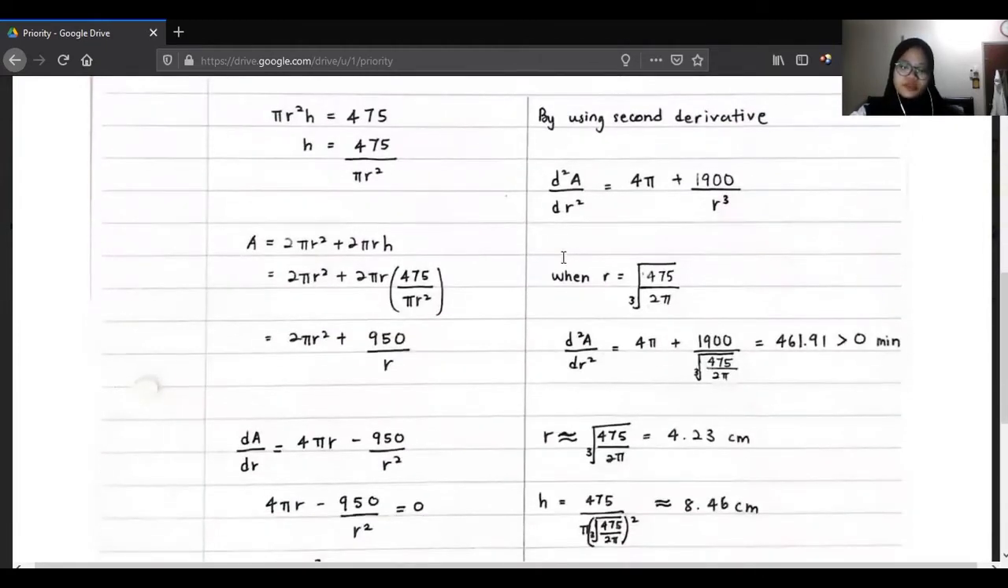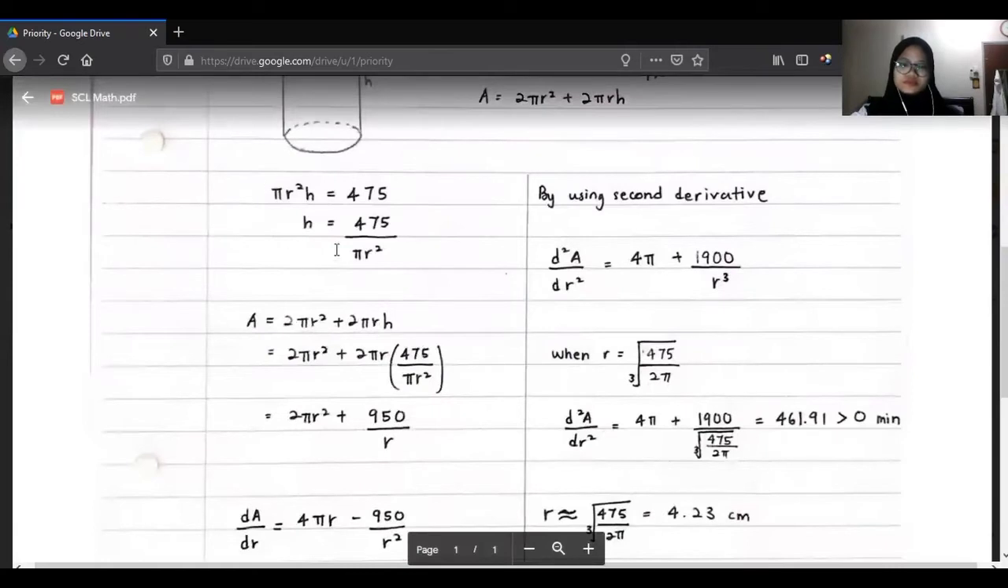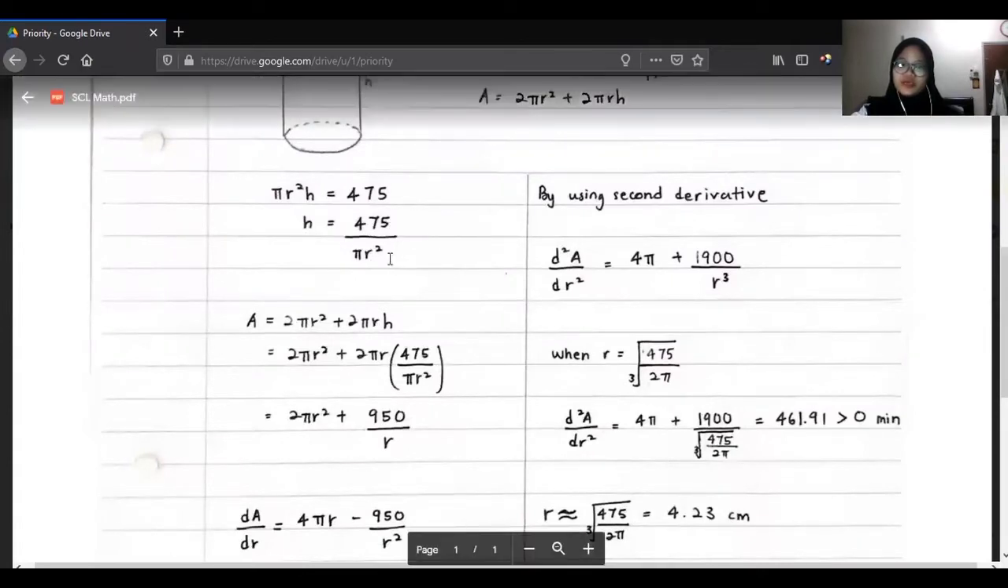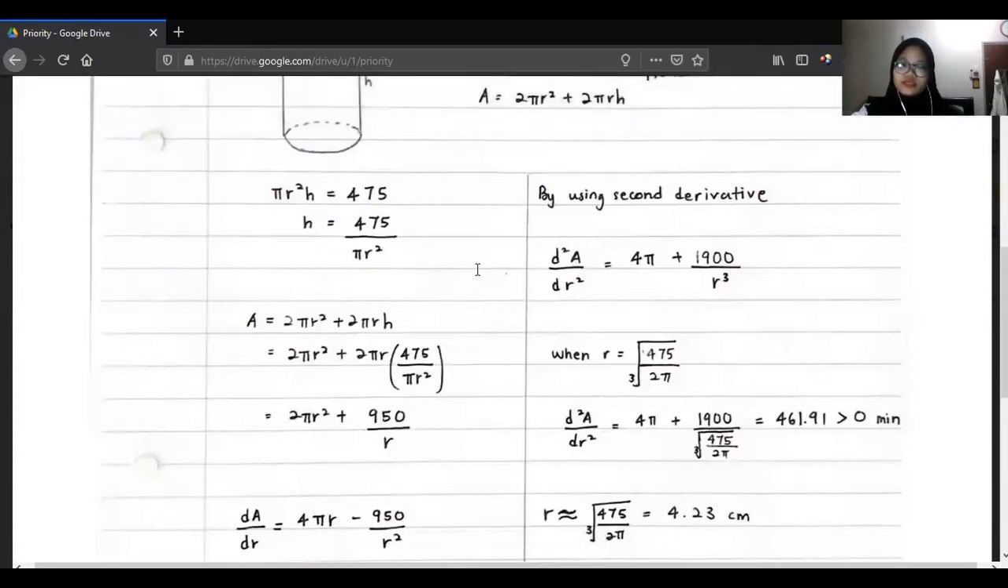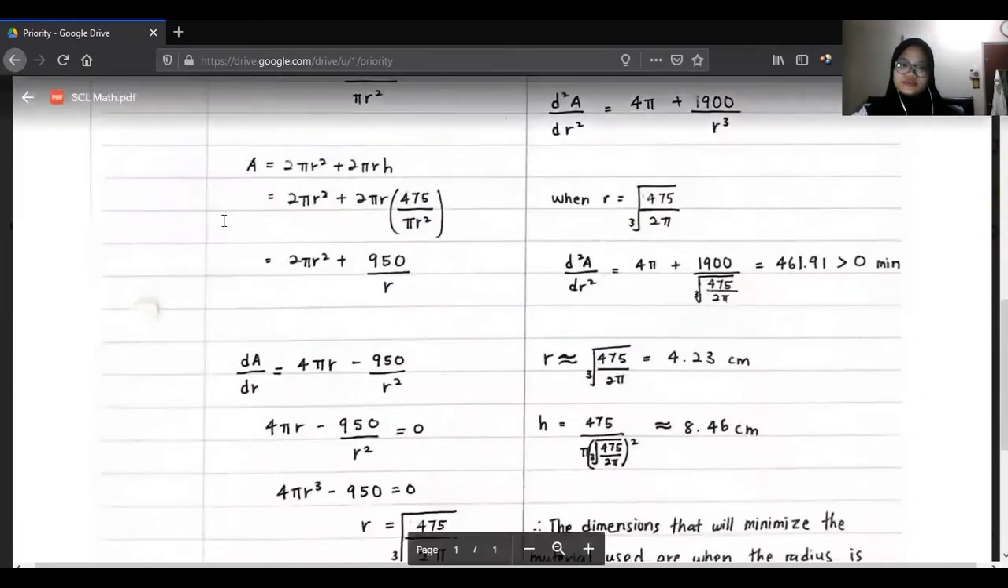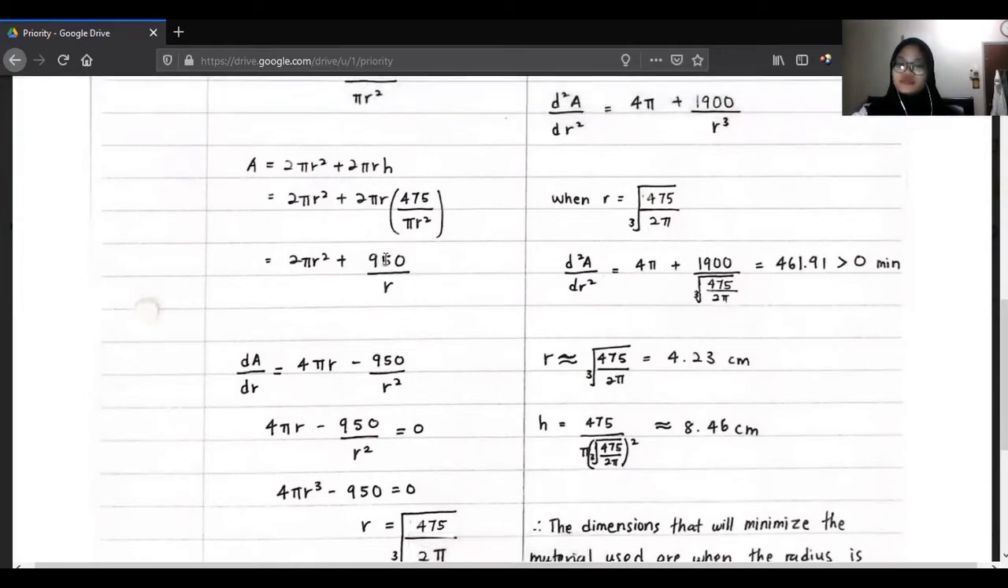Then next step, we write the objective function in terms of one variable and use the constraints to eliminate all but one variable of the objective function. For this, we choose h, so we bring all the other variables to the right. So h equal to 475 over pi r squared. And then we sub into the function like this. And we get A equal to 2 pi r squared plus 950 over r.